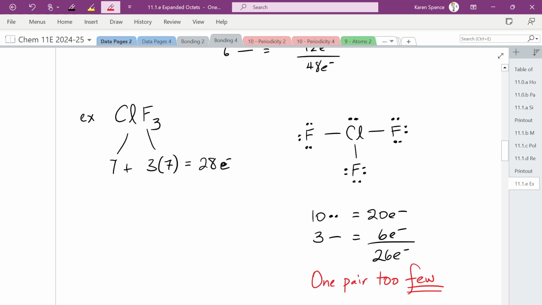We've dealt in the past with 1 or 2 pairs too many. Now we're dealing with 1 pair too few. How are we going to deal with that? Throw our hands up in the air and say, oh no, I am done. I must have done something wrong. Life is terrible. I give up. Or you can remember that chlorine is in row 3. So it can accommodate more than 8.